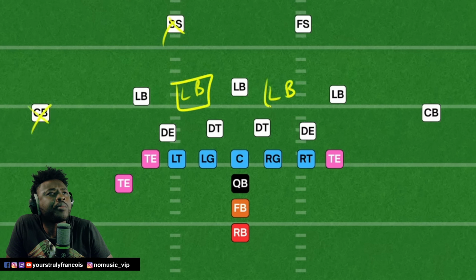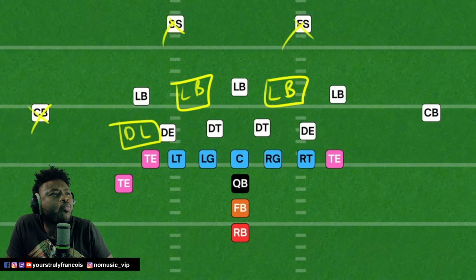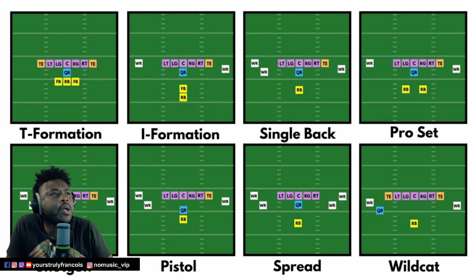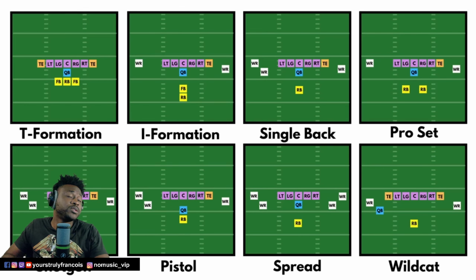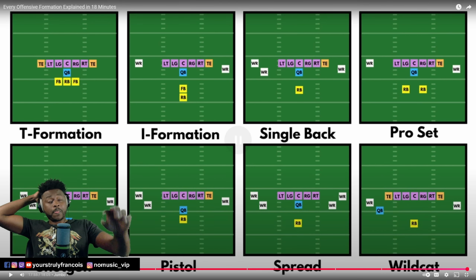Modern teams use goal line packages sparingly because red zone offenses have become more sophisticated. Many teams prefer to use regular formations and rely on precise route running and quarterback accuracy rather than trying to overpower defenses. And that's that. What formation do you think gives offenses the biggest advantage in today's NFL?